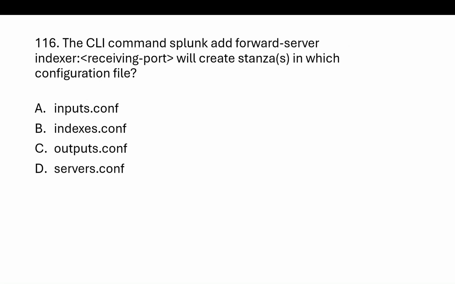Question number 116. The CLI command splunk add forward-server indexer is written to which configuration file? Option A, inputs.conf. Option B, indexes.conf. Option C, outputs.conf. Option D, servers.conf, and the answer is outputs.conf.